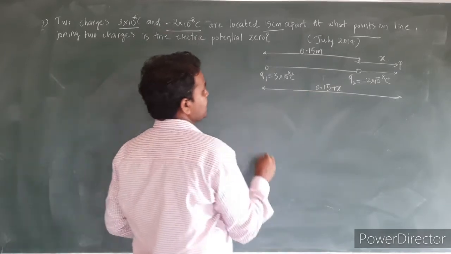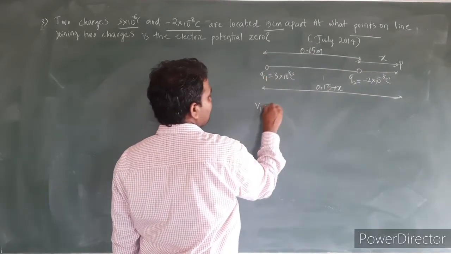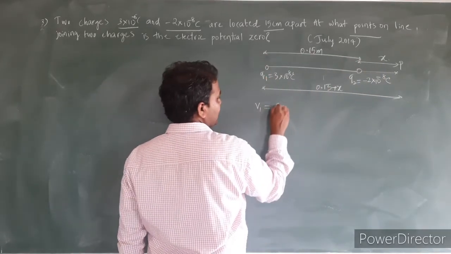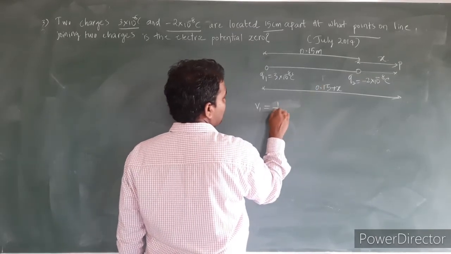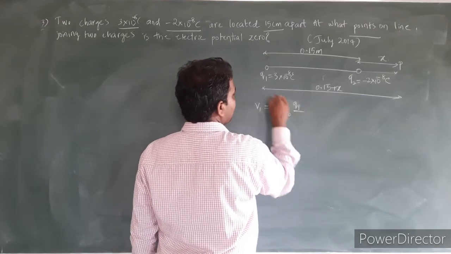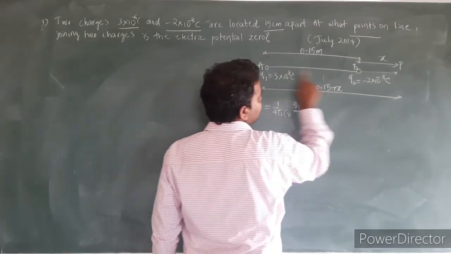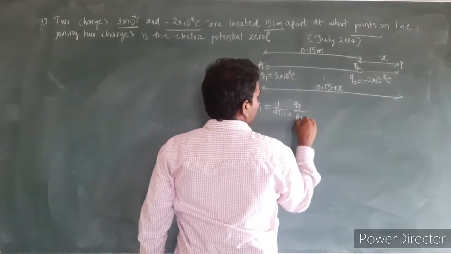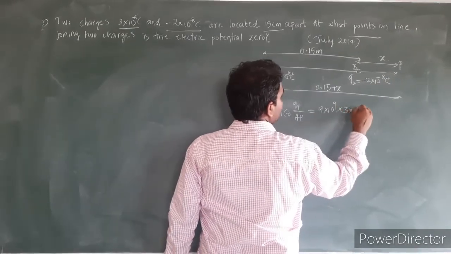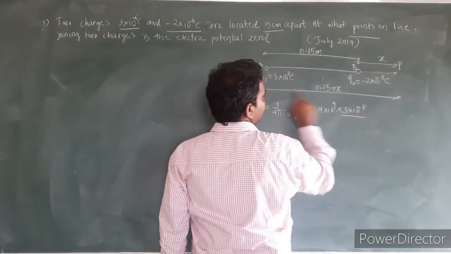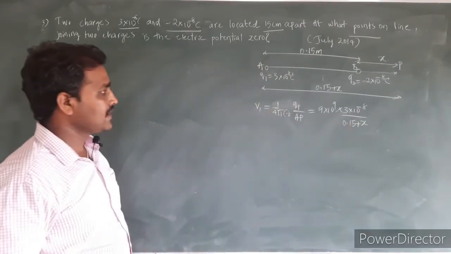Similar to the previous case, let us consider the potential at P because of the first charge. Let me write the equation: V1 is 1 by 4 pi epsilon naught Q1 divided by the distance between these two points. Let this position be A, let this position be B. So the distance is AP. I can write this as 9 into 10 to the power of 9, charge Q1 is 3 into 10 to the power of minus 8, whole divided by AP, which is 0.15 plus x. Correct?